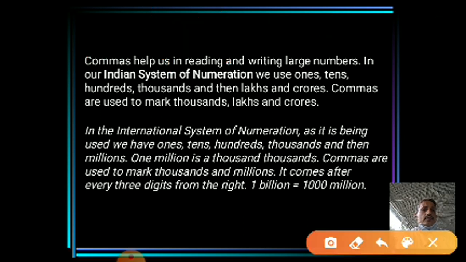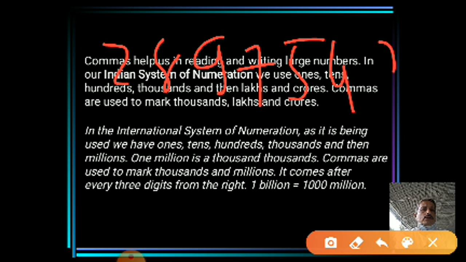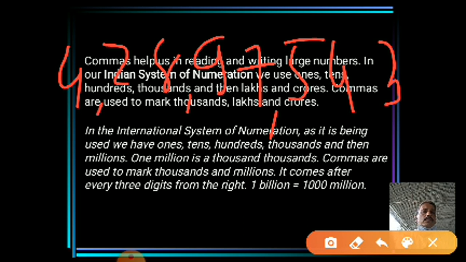Let's check another new number: 2, 8, 9, 7, 5, 4, 3. Don't worry, beta. First three digits 1, 2, 3, so put the comma here. After two digits, 1 and 2, comma, 1 and 2, comma. Did you get the idea? Suppose here is a 4. So here one more comma is there.